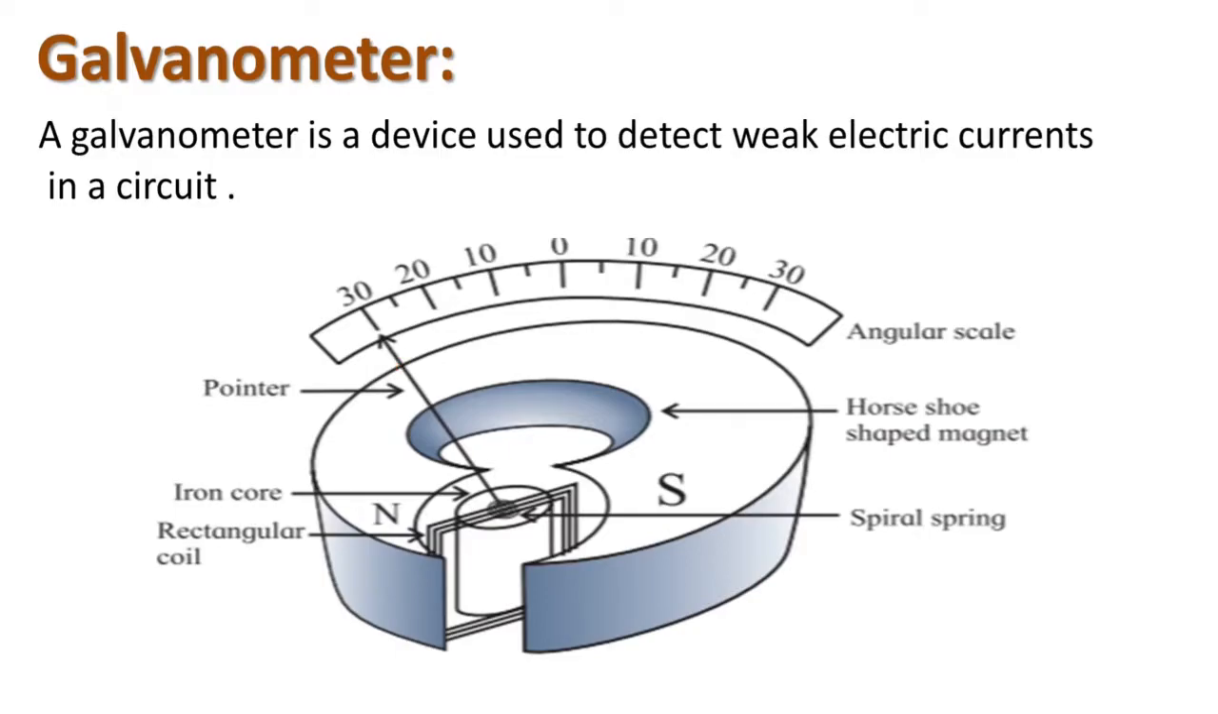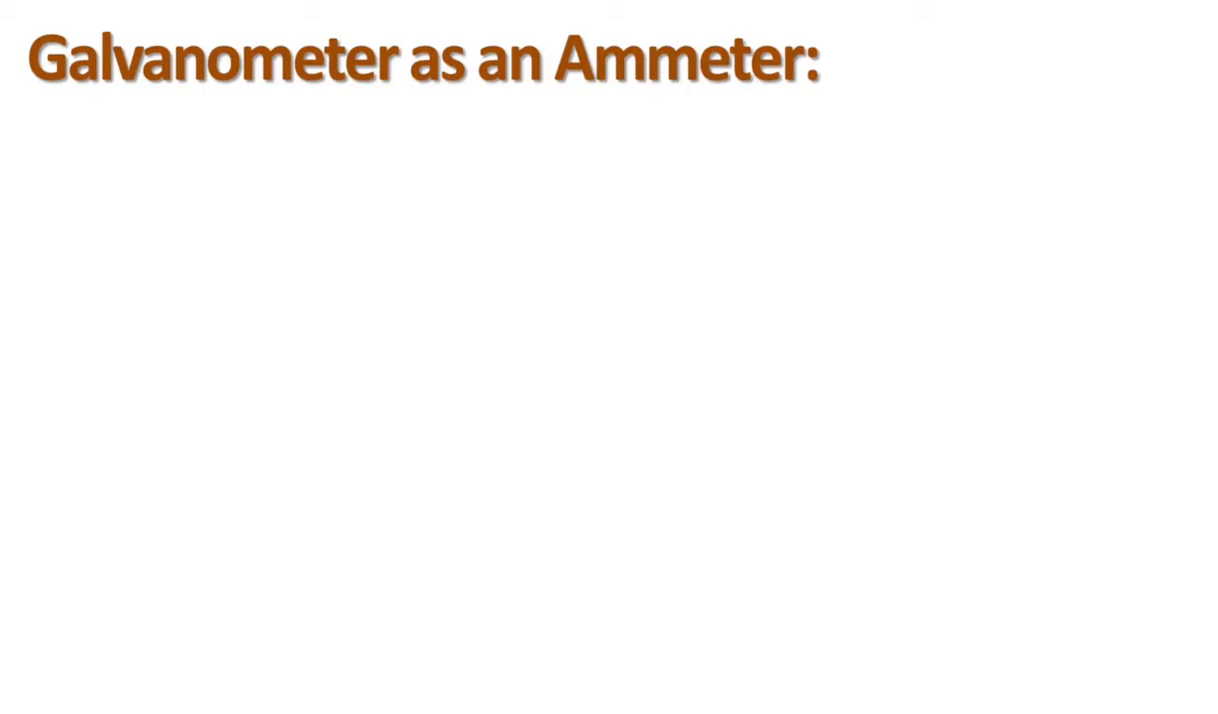Position of the pointer on the scale provided indicates the current passing through the galvanometer or the potential difference across it. Thus, a galvanometer can be used as an ammeter or voltmeter with suitable modification. The galvanometer coil has a moderate resistance, about 100 ohms, and the galvanometer itself has a small current carrying capacity, about 1 milliampere. Let's see how the galvanometer is modified to use as an ammeter.